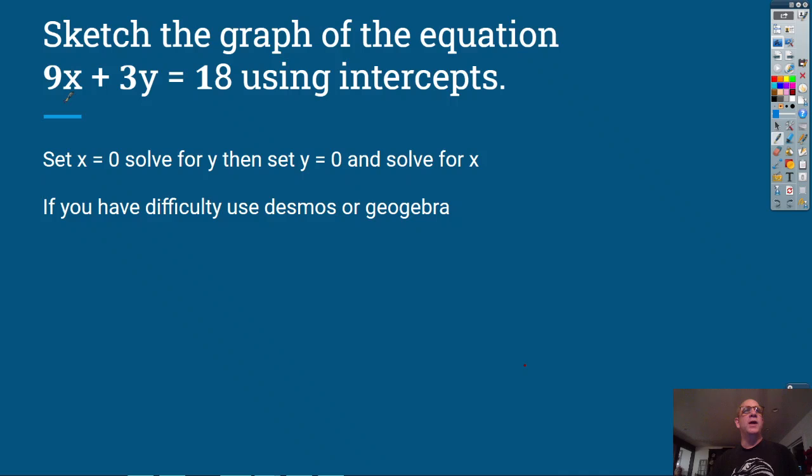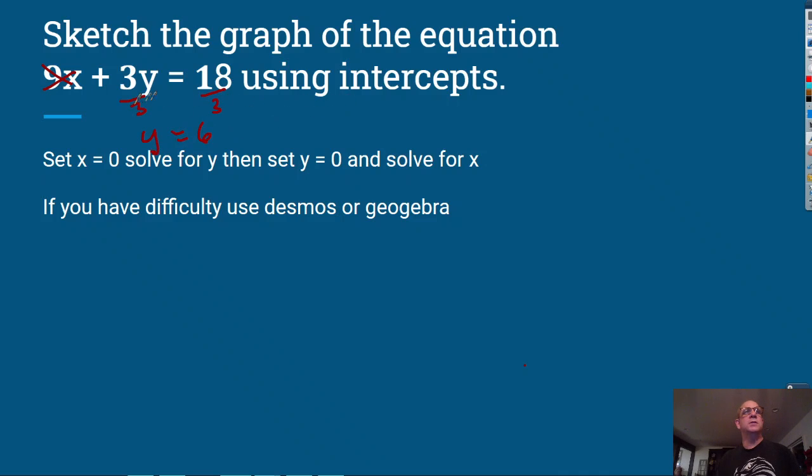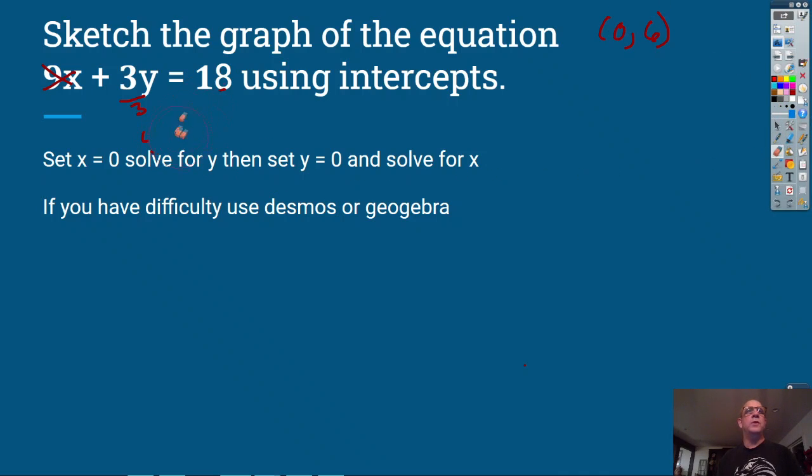So if we have 9x plus 3y equals 18, we're going to graph it using the intercepts. So set x to 0 and solve for y. If x is 0, then 9 times 0 is 0, that's gone. I have 3y equals 18. Divide by 3 on both sides, y equals 6. So when x equals 0, y equals 6. That's our first intercept. That's our y-intercept.